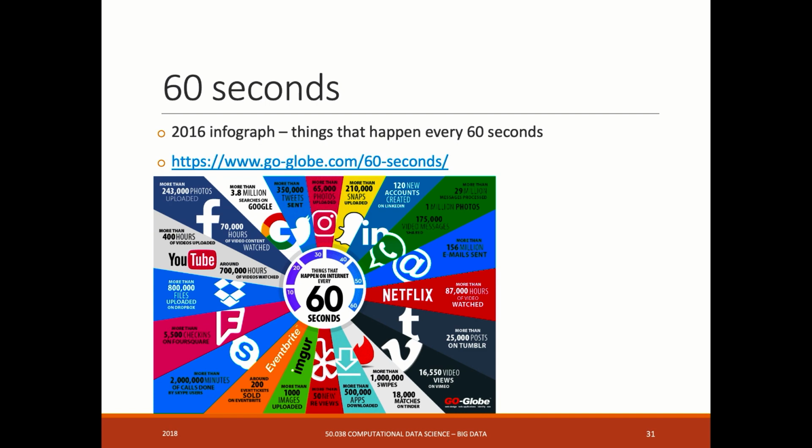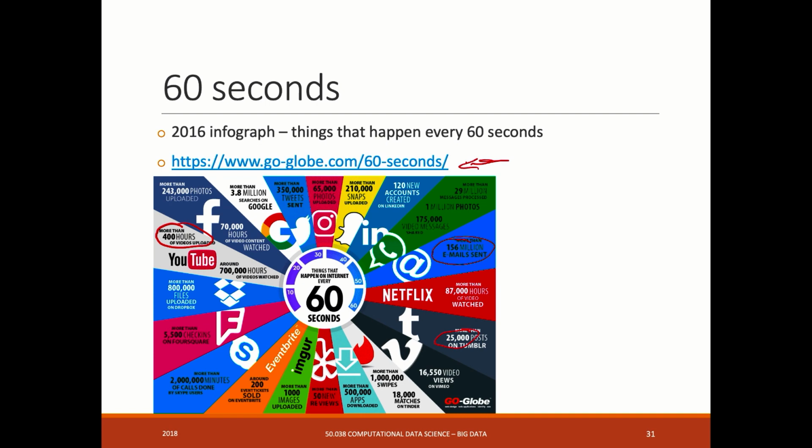I found a little infograph here, which you can check out at the website link here. It's from 2016, so again, way dated, but it tells us in every 60 seconds how much data is created. So let's pick out one. In 1 minute, 400 hours of videos uploaded on YouTube. Let's see, there are 25,000 posts on Tumblr. 156 million emails sent. I'm pretty sure half of those go to me.